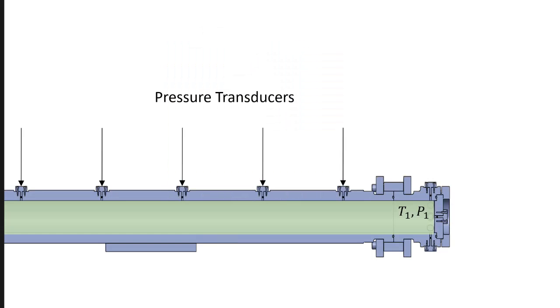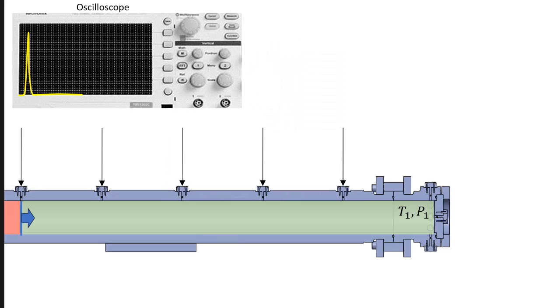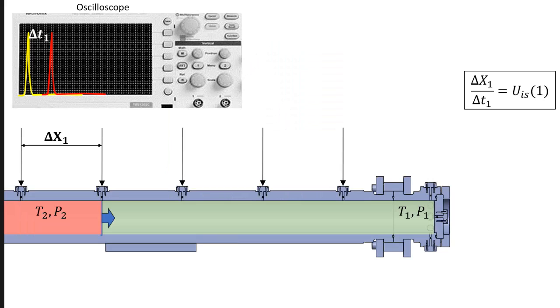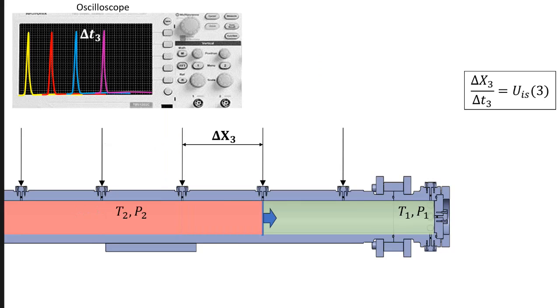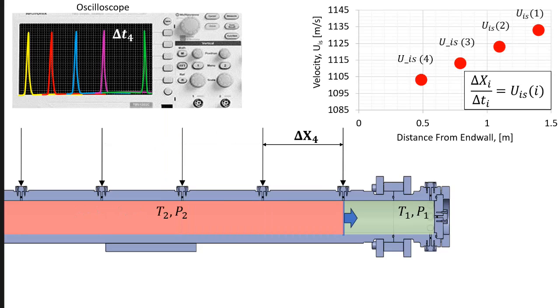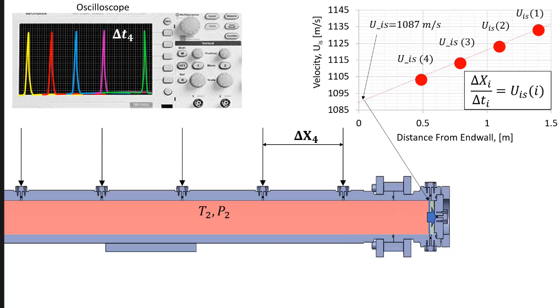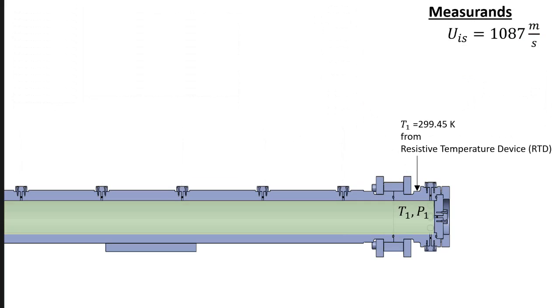I use a series of pressure transducers near the test section to record passage of the incident shock via pressure spike. The time between spikes and the distance between transducers gives me a series of incident shock velocity readings, which typically decrease slightly as the shock compresses the reactants against the end wall. If I extrapolate a best fit line from those measurement locations to my test location, I get the incident shock velocity in the test section.